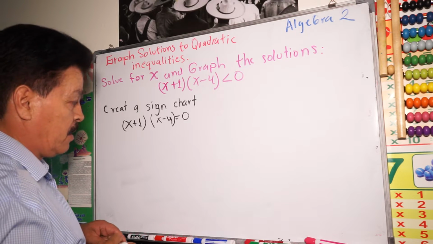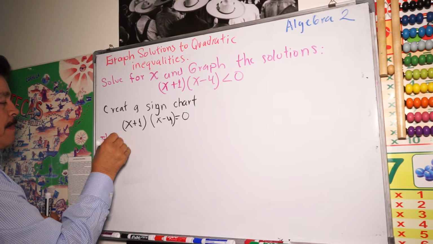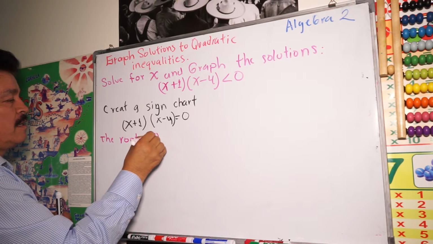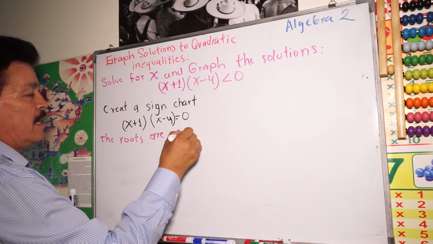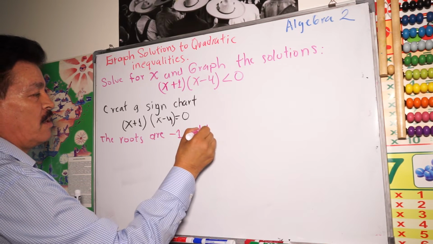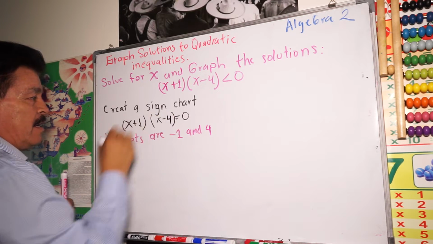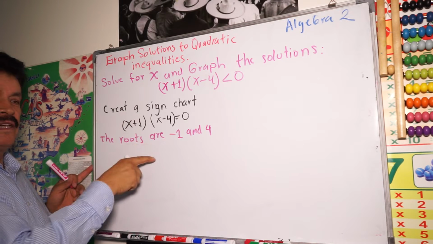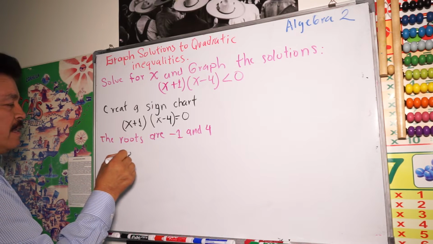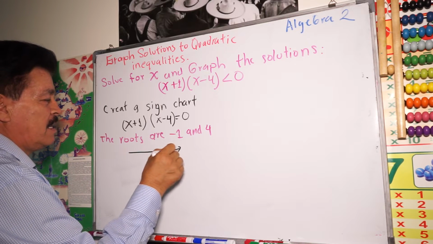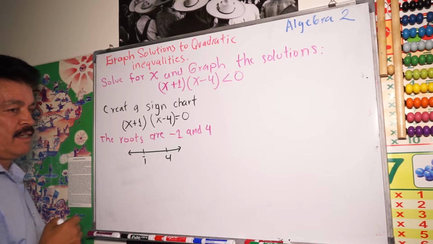Let me write in different colors here to show you what the roots are. The roots are negative 1 and positive 4. You know how to find this. When you solve this, you get this answer. And this means that in the number line, you make the number line like this, and you're going to have negative 1 here and then 4 right here, right?